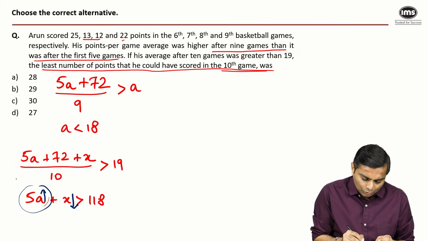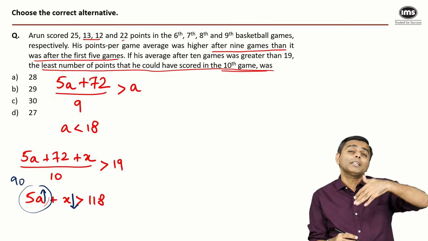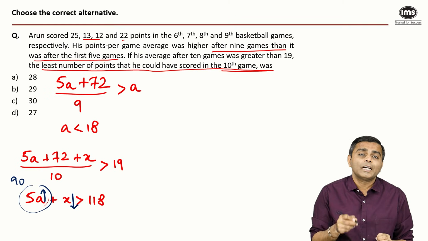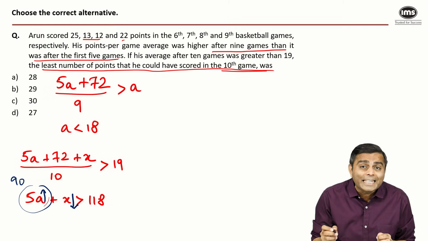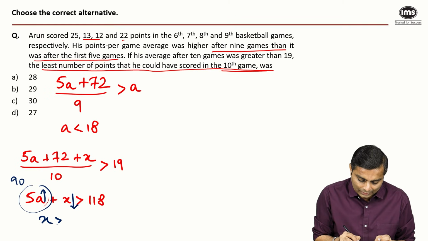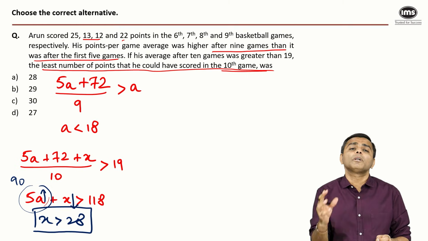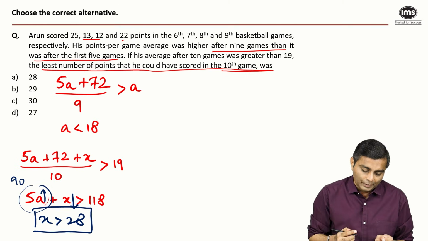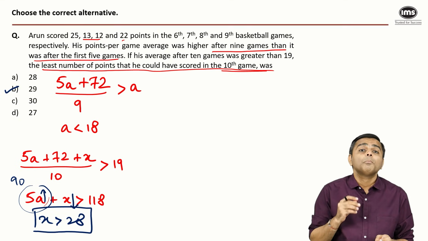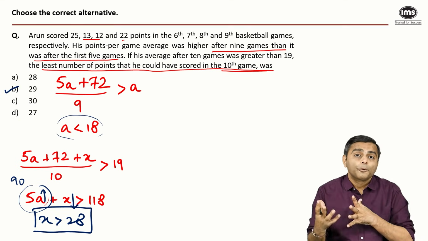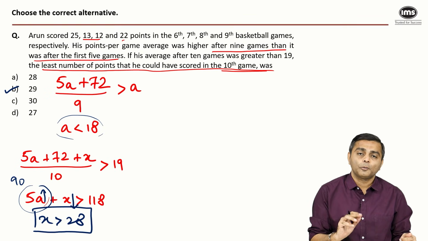So now this guy is going to become 90 because I'm assuming the highest possible value of a. 90 goes there, 118 minus 90 is 28. So x is greater than 28 is what I'm getting. So the minimum possible value of x, which is greater than 28, I'm going to mark option B, 29 as my answer here.